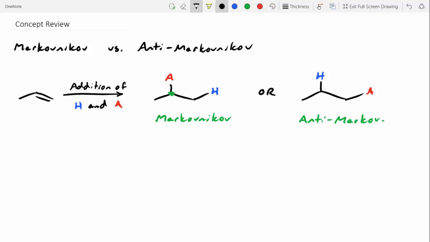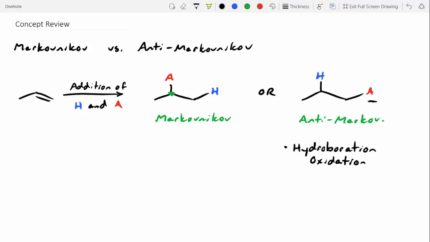How about hydroboration oxidation? So that was with BH3 THF. We had a peroxide in there. Anti-Markovnikov. So hydroboration oxidation would be anti-Markovnikov. That would install an alcohol on this A position.